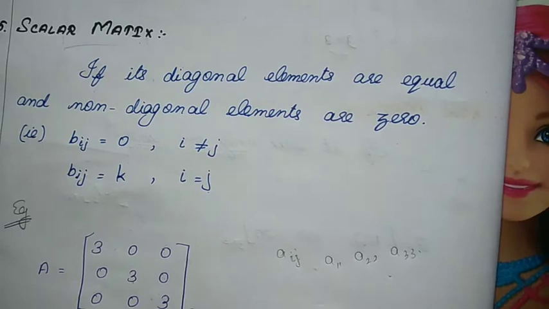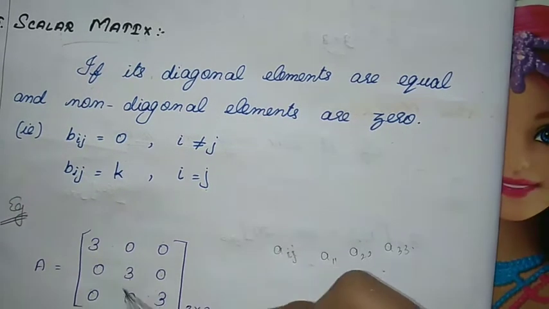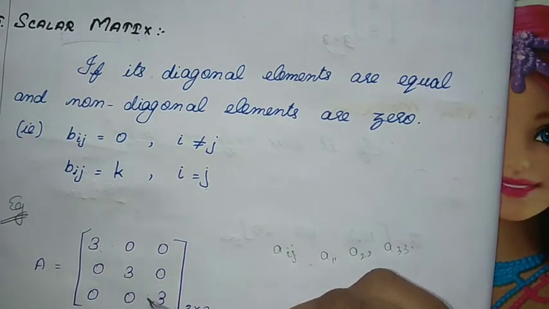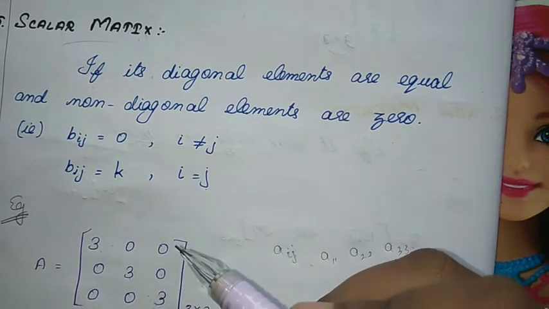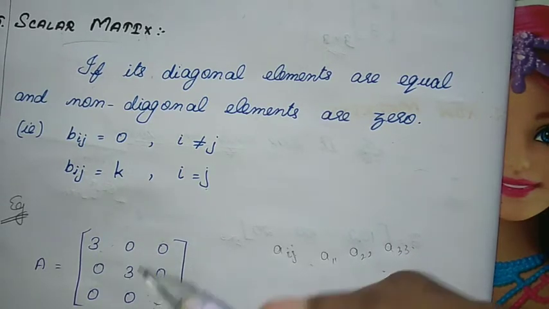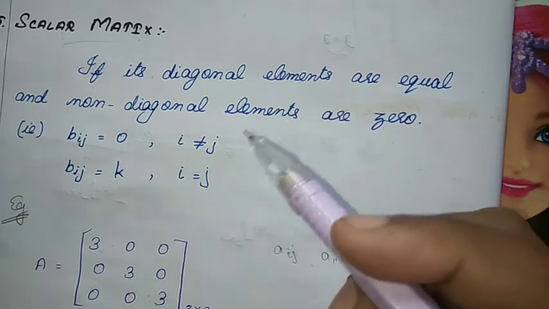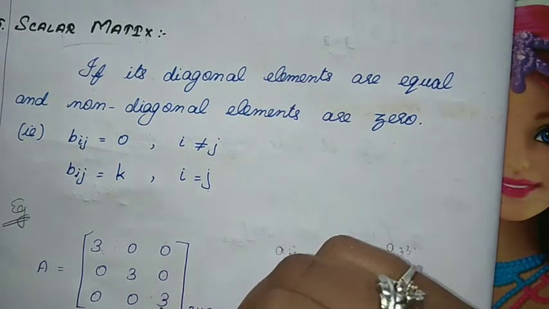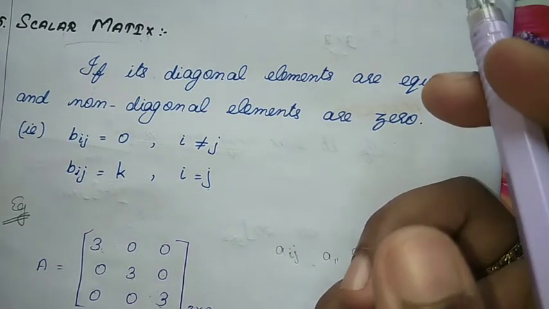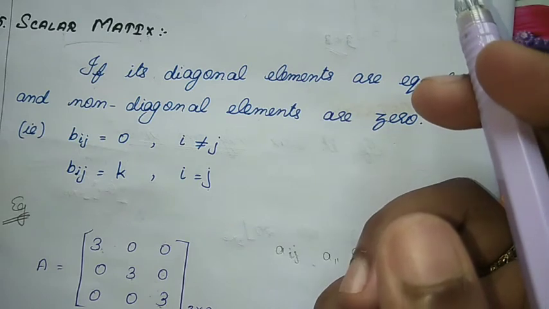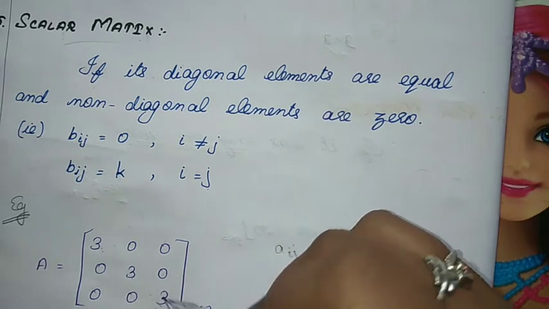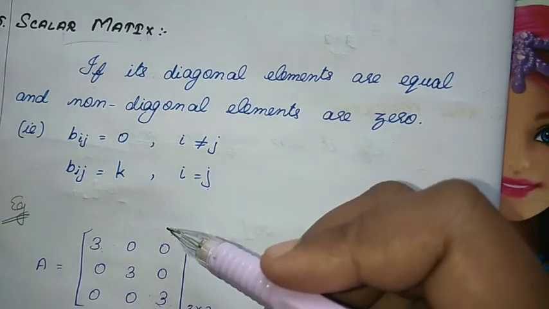See, there is a difference between the diagonal matrix and the scalar matrix. Diagonal matrix means the numbers in the diagonal can be different. In a scalar matrix, the diagonal entries will be equal. That is, we can take only one number, not two or three numbers. For example, if we have 3 over here and minus 3 over here, what type of matrix is it? It is a diagonal matrix. It is not a scalar matrix. When every element in the diagonal is equal, then it is called a scalar matrix.